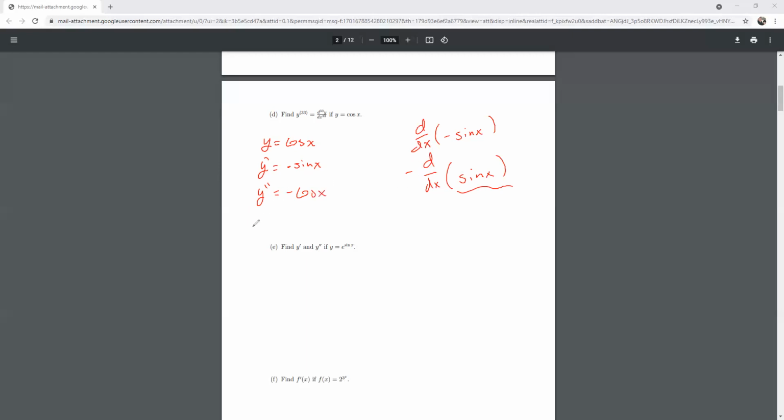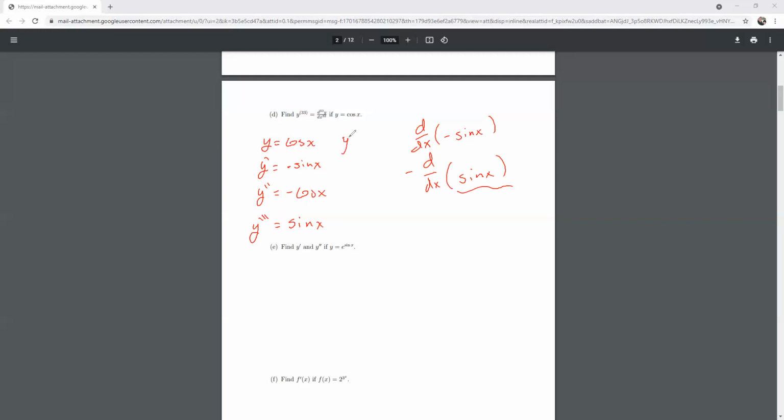And let's do it again. Y triple prime, you can feel free to double check me, that should be sine of x, because the derivative of this is negative sine, but we have a negative up front already. The negatives cancel, and then we're just left with sine of x. All right, and now we're going to do it just one more time.